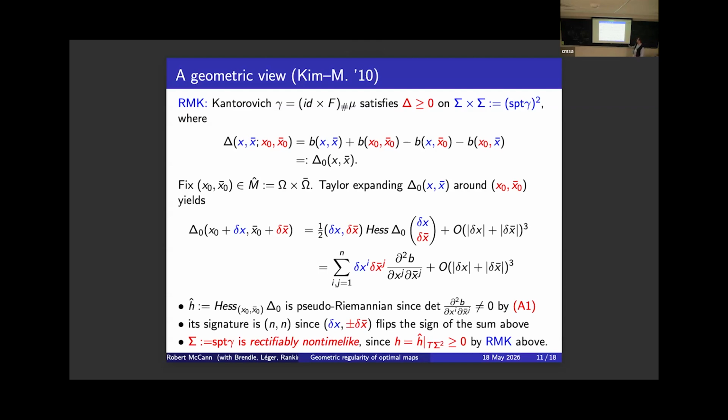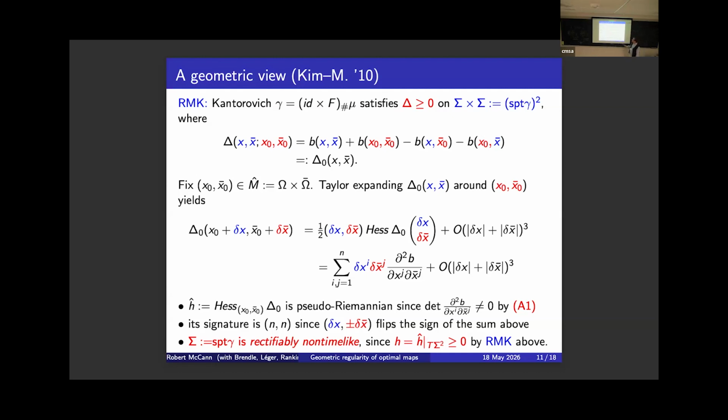And then there are higher order corrections. And so what I want to do is think of the Hessian of delta naught at (x, x bar) equals (x naught, x bar naught) as being a metric tensor on this product space. And condition A1 is going to tell me that the determinant of H is non-zero. So it's an honest metric tensor.